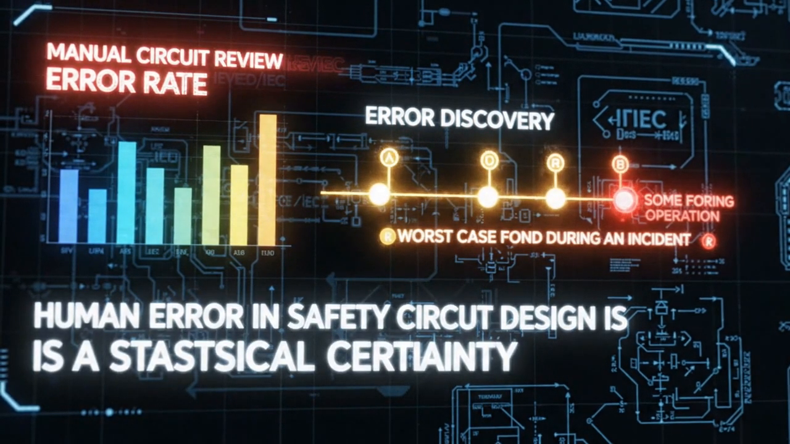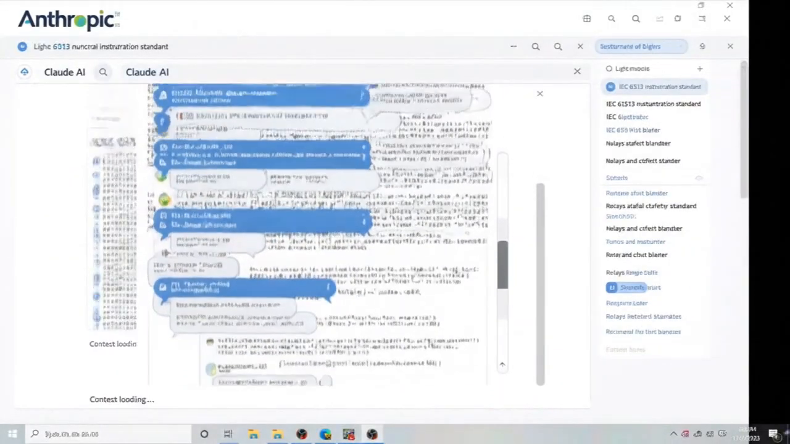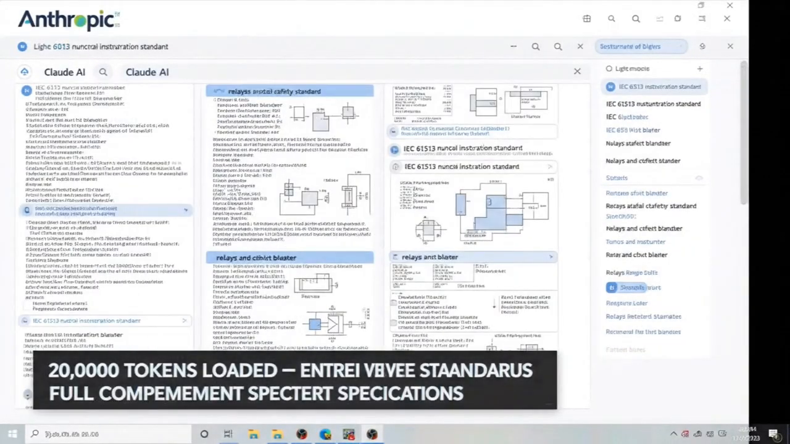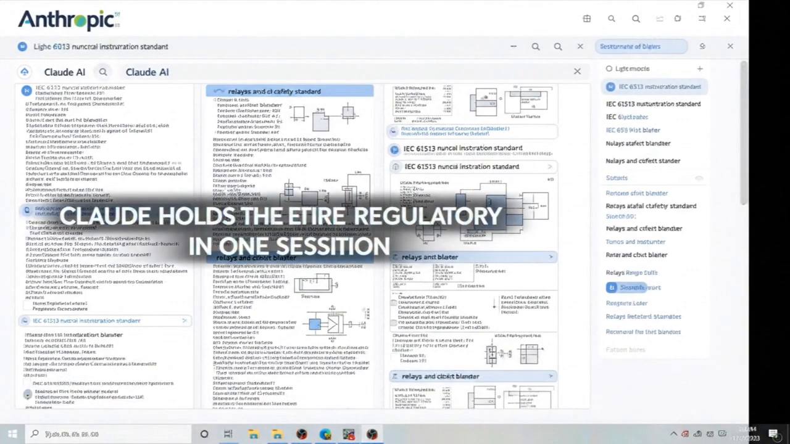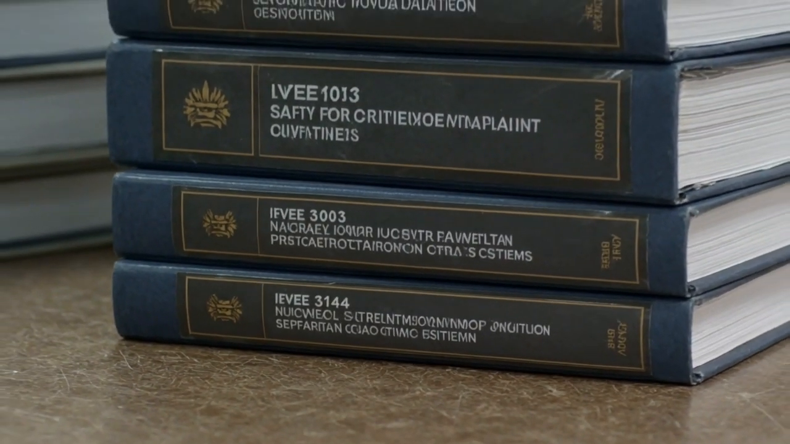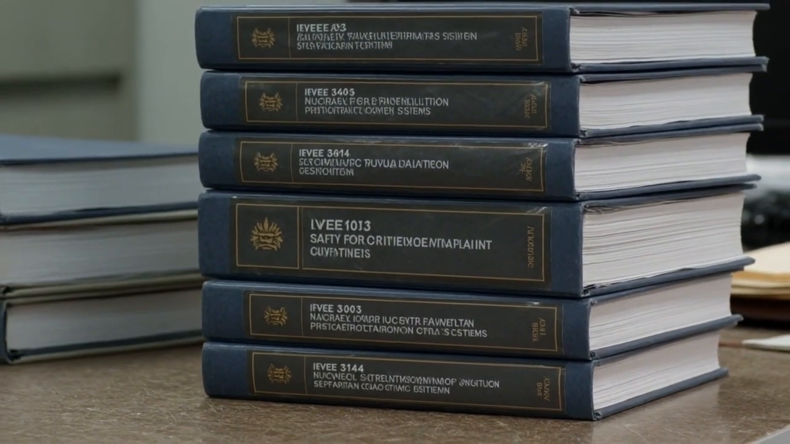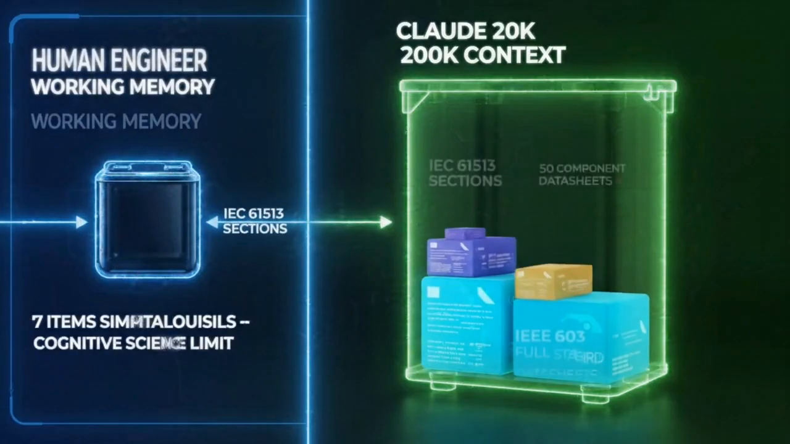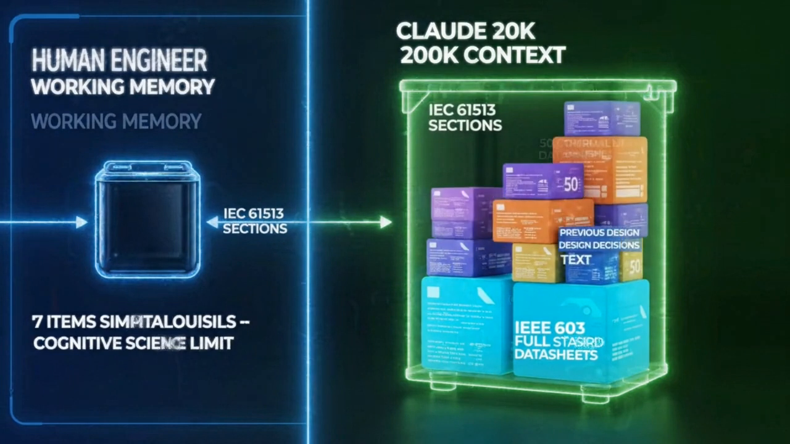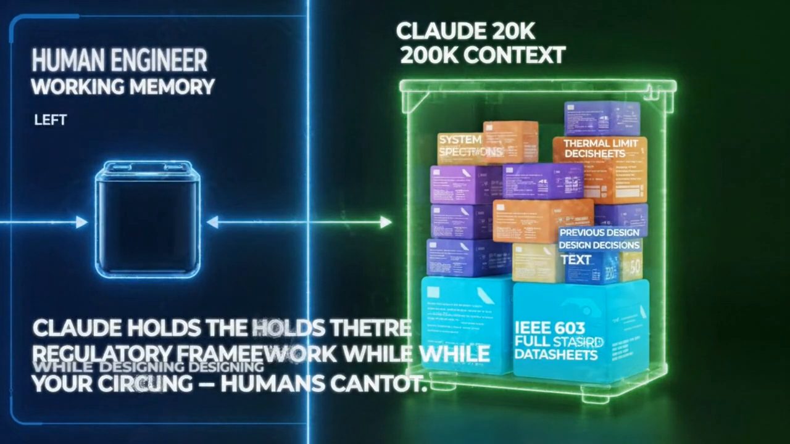Step 1. Load the context. Paste the relevant sections of IEEE 603, IEC 61513, and the component datasheets directly into Claude. Its 200,000 token context window holds an entire safety standard and a full component list simultaneously while reasoning across all of it.